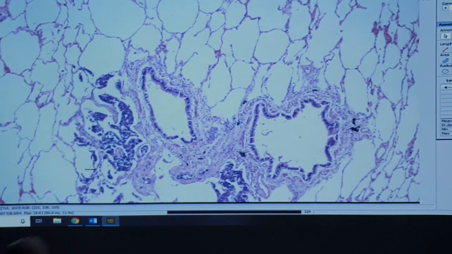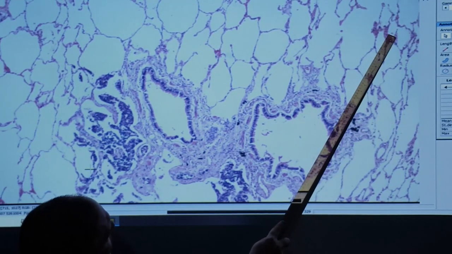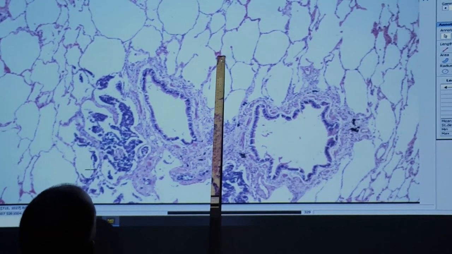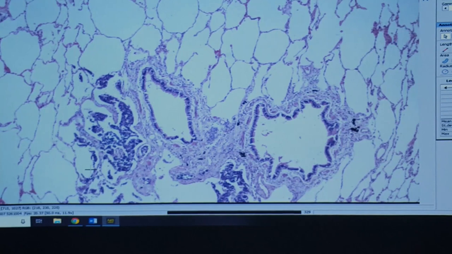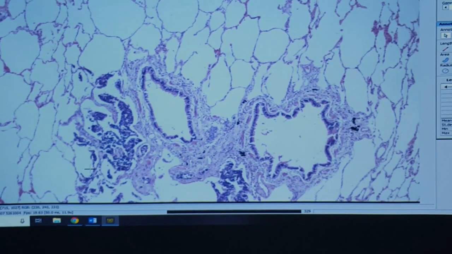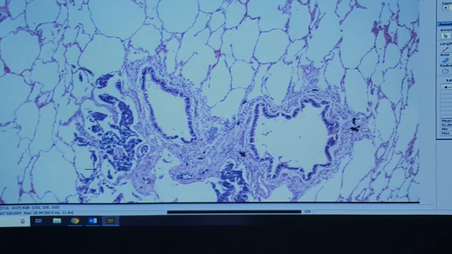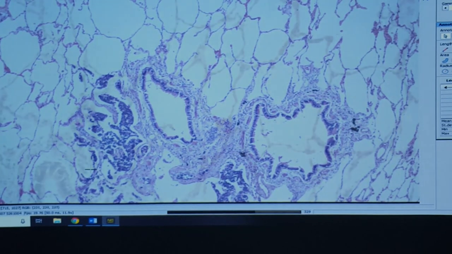Alveoli, bronchioles, and notice also next to the alveoli here, and I'll zoom in right there, these are capillaries containing red blood cells that I can see. Let's look at that under a little bit higher magnification.